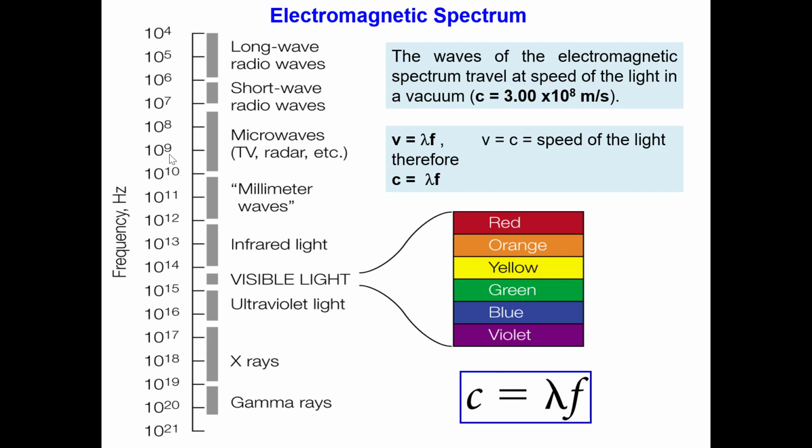One important thing to remember is that all these waves belong to the electromagnetic spectrum, and they all travel at the speed of light in a vacuum. The speed of any of these waves is the speed of light, which is 3.00 × 10^8 meters per second.